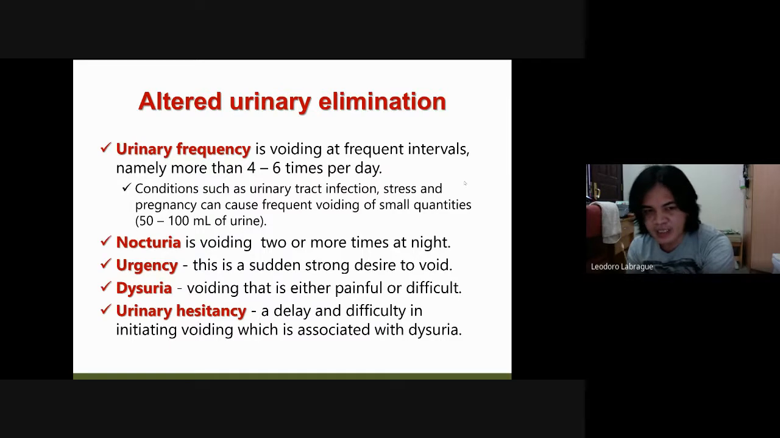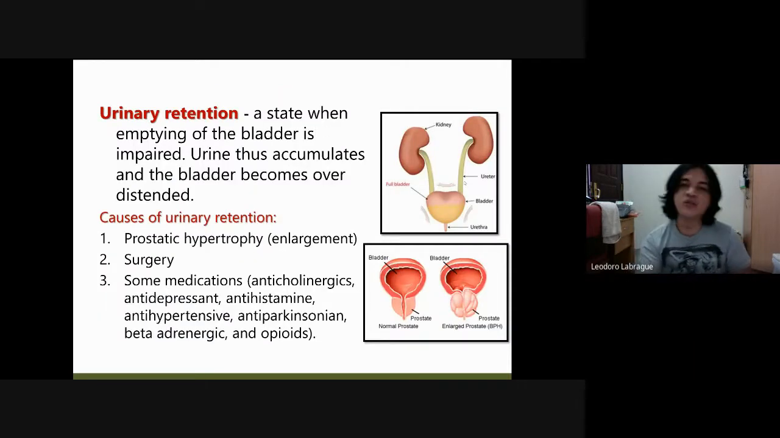Dysuria, there is pain. Urinary hesitancy, difficulty in initiating voiding. I think it's clear. Now, there's also another condition which is very, very common in the hospital. And this condition is called urinary retention. From the word itself, retention. Remember, normally, when we urinate, the entire amount of urine in our bladder is emptied out of the body.